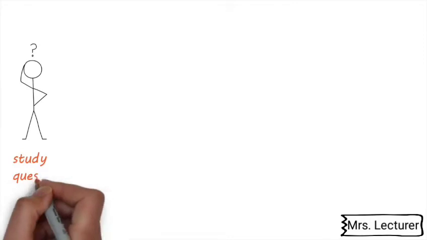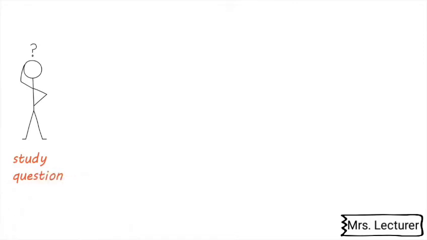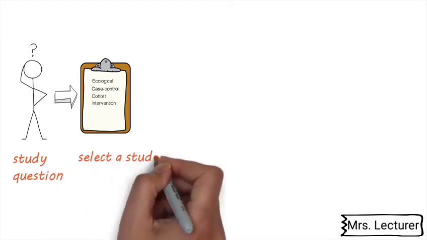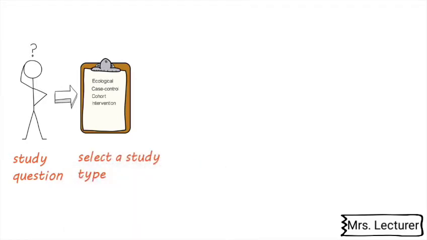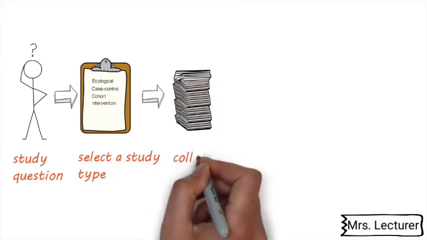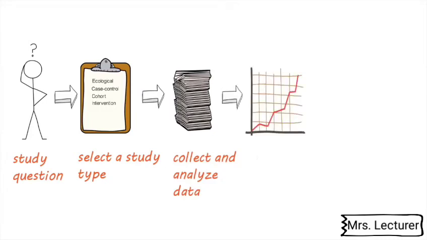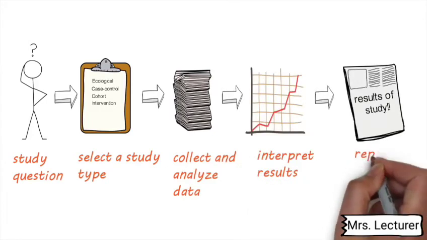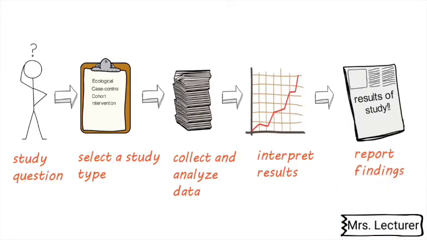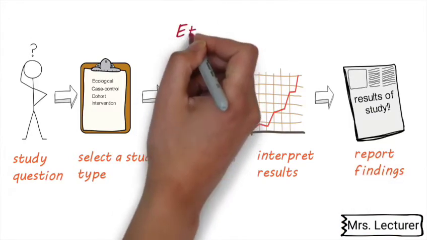So the first thing to do in any study is to have a study question. What are we trying to find out? Then, we need to figure out what the best type of study is that would help us answer the question. Once we've decided on a study type, we need to do the study, collect and analyze the data using a suitable statistical method, then we need to interpret the results to make sense of it all. And finally, we need to report the results of our study. Importantly, all studies need to be done in an ethical way.